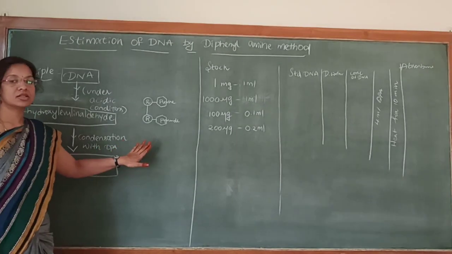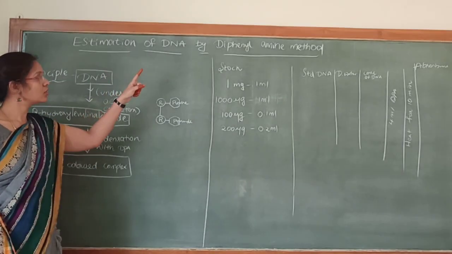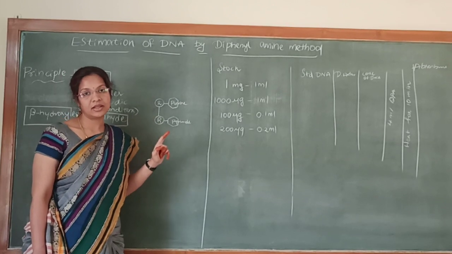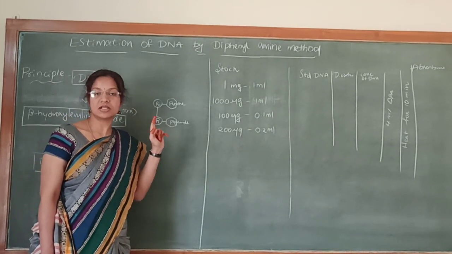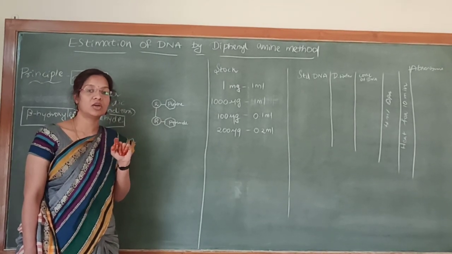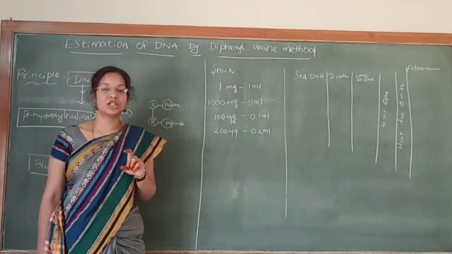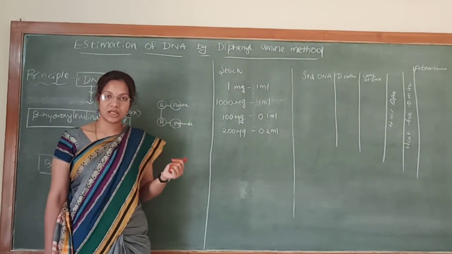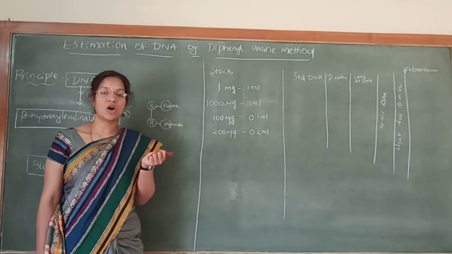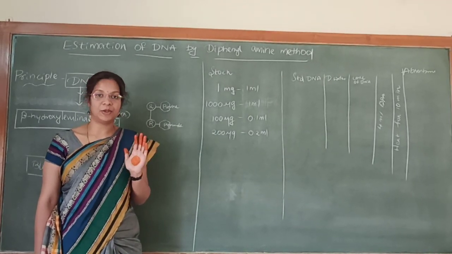So the first experiment in the molecular biology paper is estimation of DNA by the diphenylamine method. So what exactly is the aim of this practical session? It is to estimate the amount of DNA in the unknown sample. Means you will be given a sample with a certain concentration of DNA. After doing the experiment, you need to come up with the results of how much is the concentration of DNA present in the given sample.